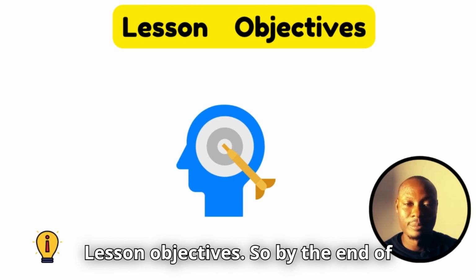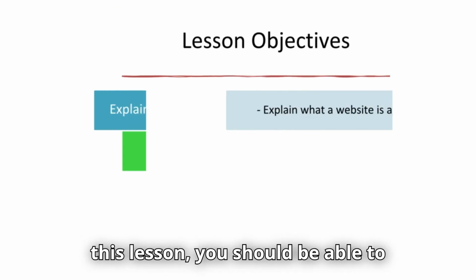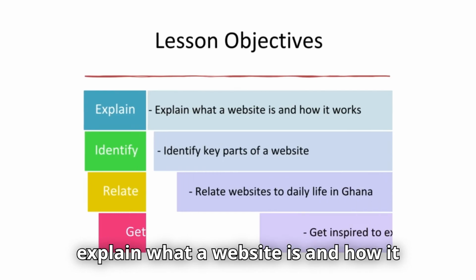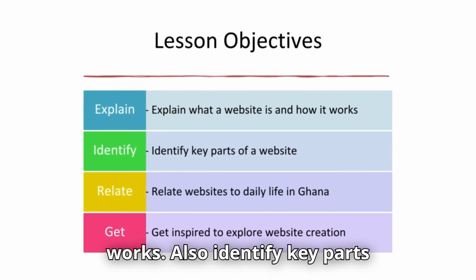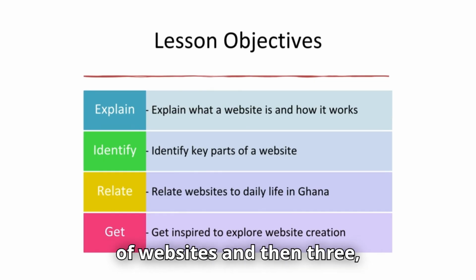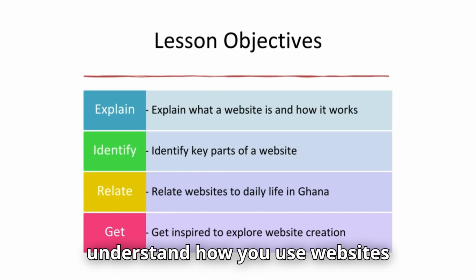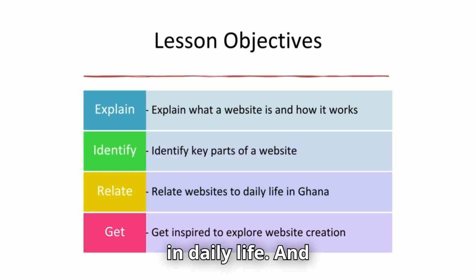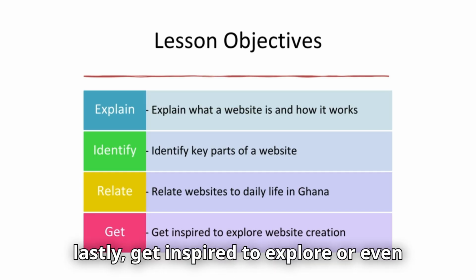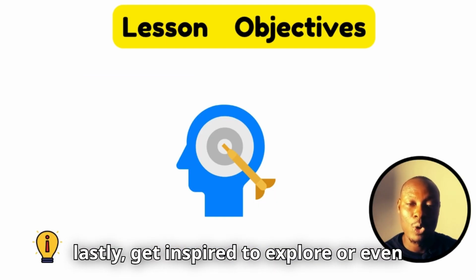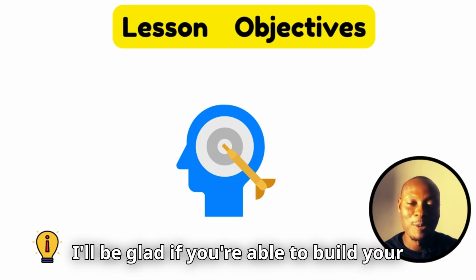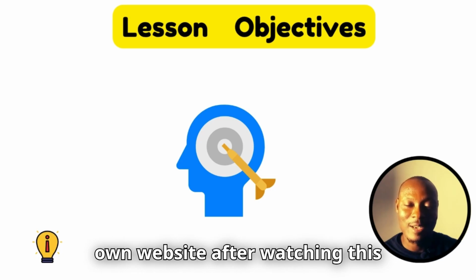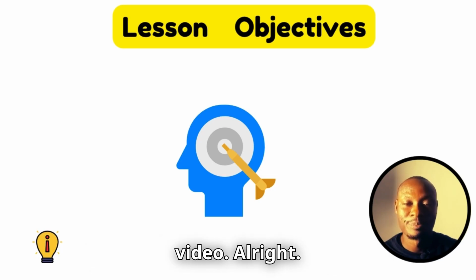Lesson objectives. By the end of this lesson, you should be able to explain what a website is and how it works. Also identify key parts of websites. Three, understand how you use websites in daily life. And lastly, get inspired to explore or even build your own website. I'll be glad if you're able to build your own website after watching this video.